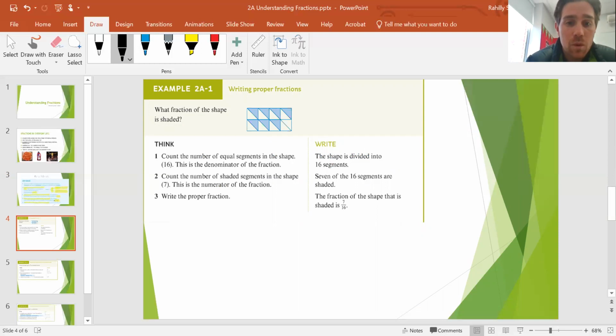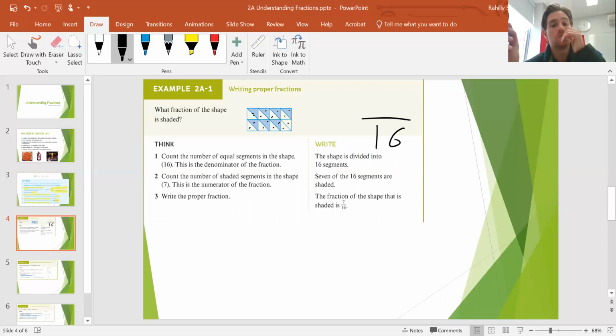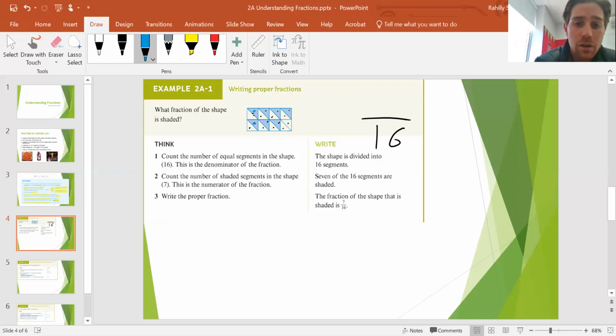So we got 1, 2, 3, 4, 5, 6, 7, 8, 9, 10, 11, 12, 13, 14, 15, 16. So it's going to be over 16 because there are 16 parts in total. What we then need to do is count how many have been shaded. So 1, 2, 3, 4, 5, 6, 7. So that fraction is 7/16.